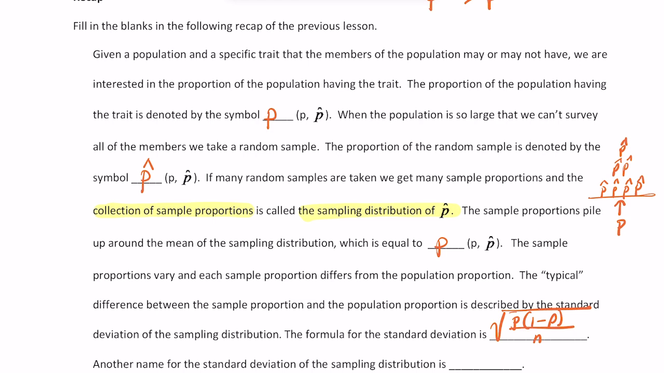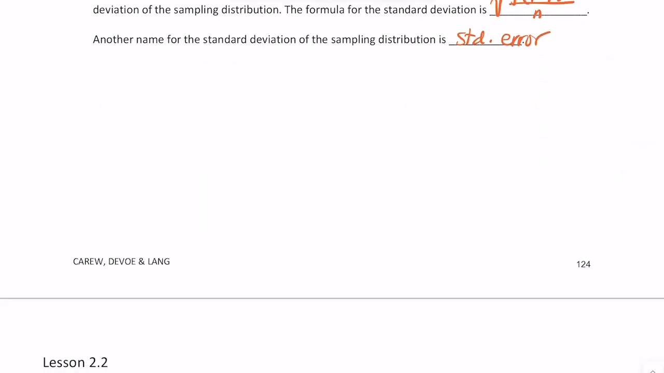Another name for the standard deviation of the sampling distribution is the standard error. And the error is not an error as in a mistake, but it's because we are approximating the standard deviation based on the parameter that we've calculated through our sample proportions. So we may not know our true standard deviation, but we are approximating it from our P hat sampling distribution.